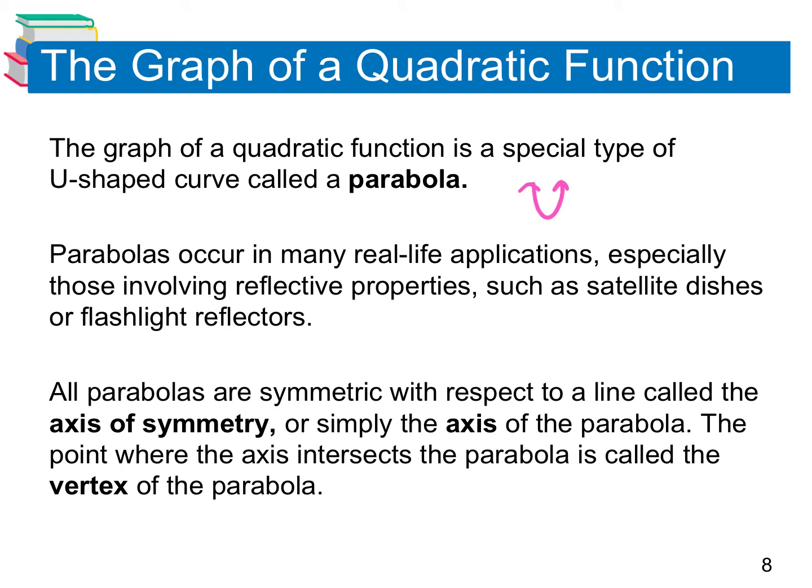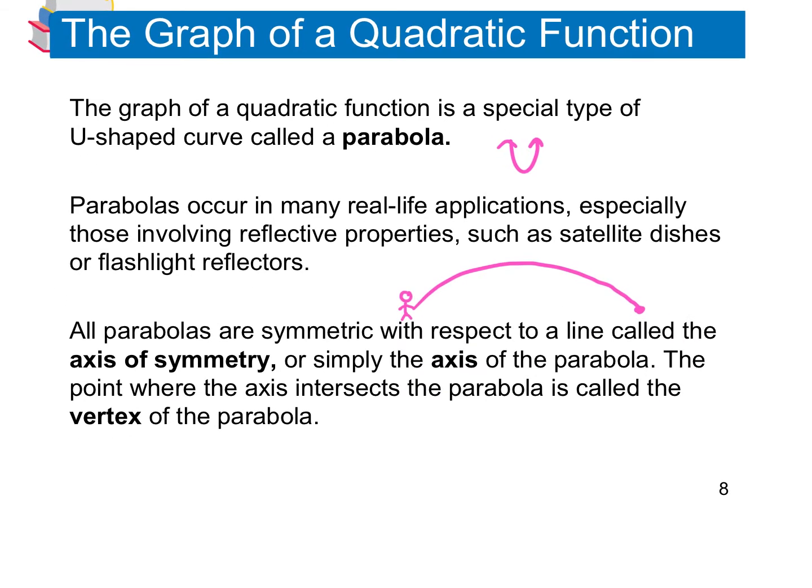Parabolas occur in many real-life applications, especially those involving reflective properties, such as satellite dishes. Another question that we'll see in the homework is about throwing a football. If I was a person standing here throwing a football, it would look like that and land over here. So this is like a parabola. You can find the trajectory of a ball that you throw by using a quadratic function.